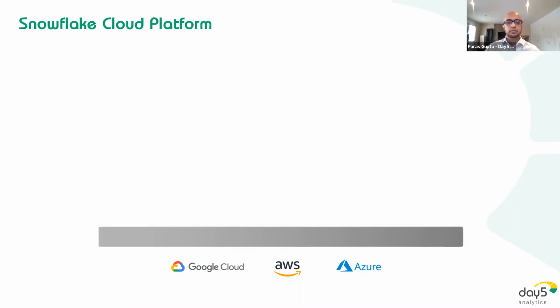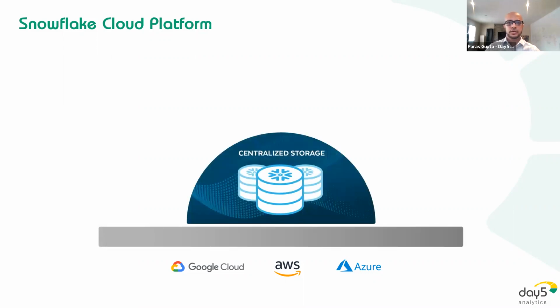It sits on top of these cloud platforms and one of the big differentiators of Snowflake is how it breaks apart data storage from the computational power and from the application layer. So the centralized storage layer is where data is compressed and stored at scale, and allows you to connect to it through the application layer.